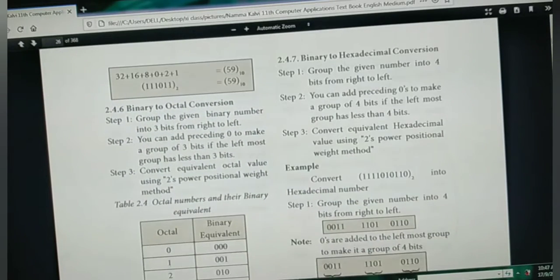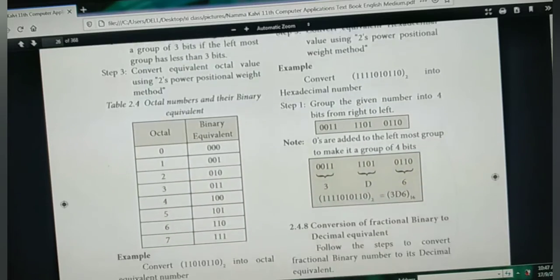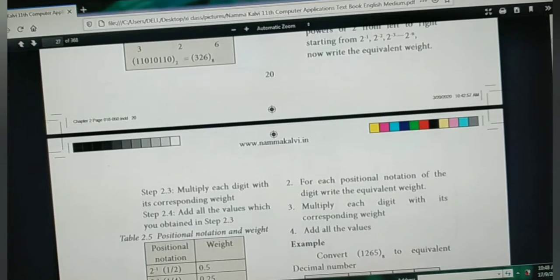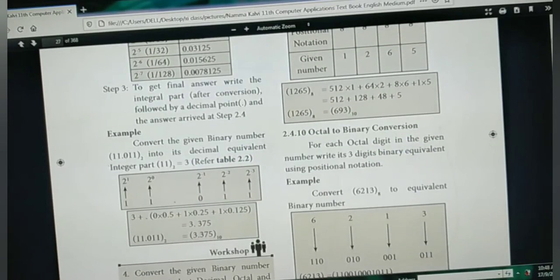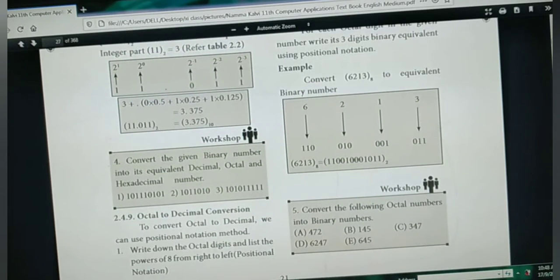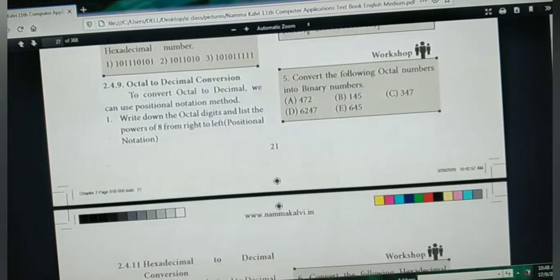The next you are having another one, that is your binary to octal conversion. Yes, mark each and every step also. Here you are having one thing, that is your octal to binary conversion. To this side you are having octal to decimal conversion. Go through the steps.